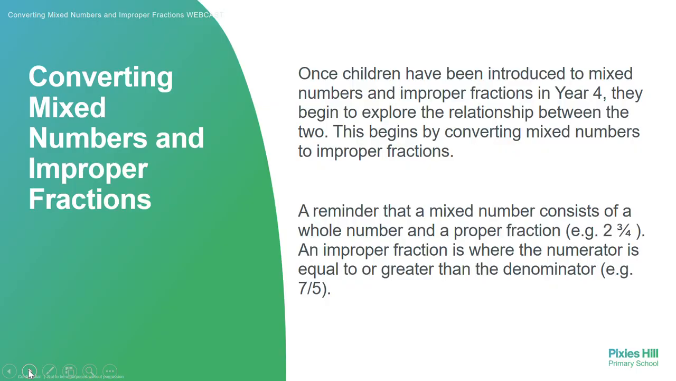Once children have been introduced to mixed numbers and improper fractions in Year 4, they begin to explore the relationship between the two. This begins by converting mixed numbers to improper fractions. A reminder that a mixed number consists of a whole number and a proper fraction, for example 2 3/4. An improper fraction is where the numerator is equal to or greater than the denominator, for example 7/5.